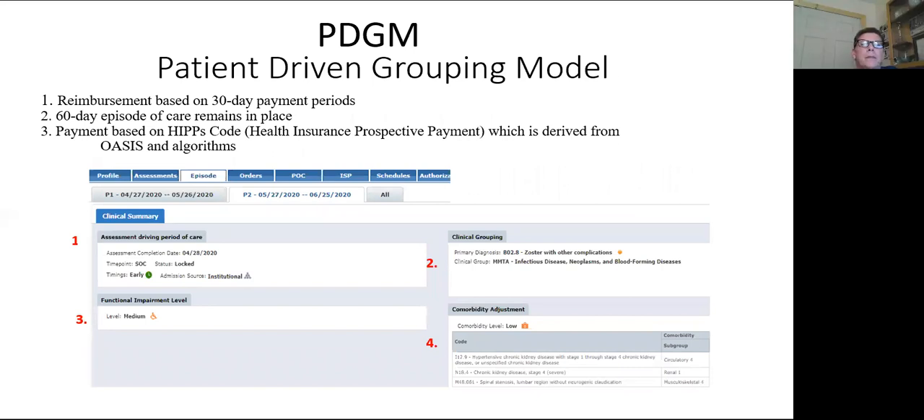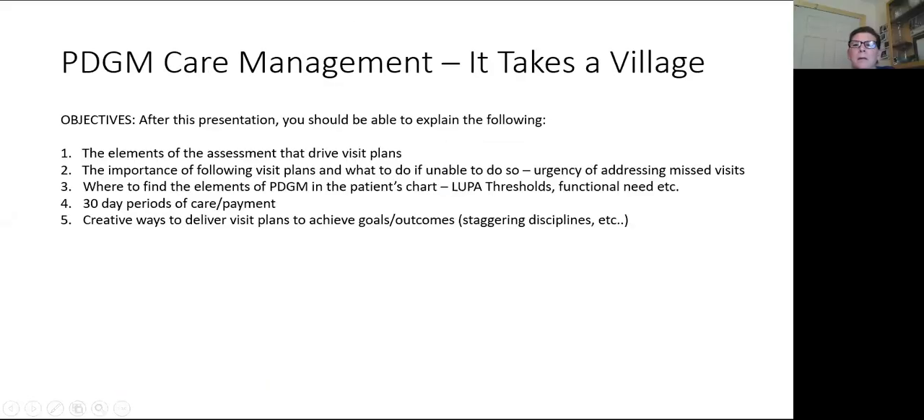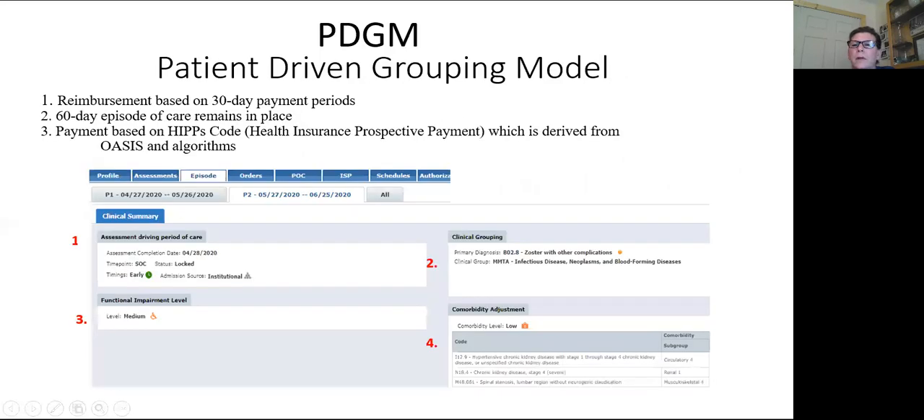All right. Again, as Michelle said, PDGM is the patient-driven grouping model. This is actually how we get paid.